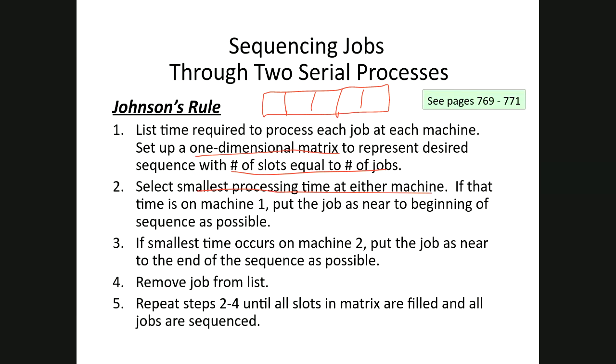If that's on machine 1, put the job as near to the beginning of the sequence as possible. If it occurs on machine 2, put the job as near to the end of the sequence as possible. Remove the job from the list. Repeat those steps until all slots in the matrix are filled, and that produces your sequence. Okay, that completes that.